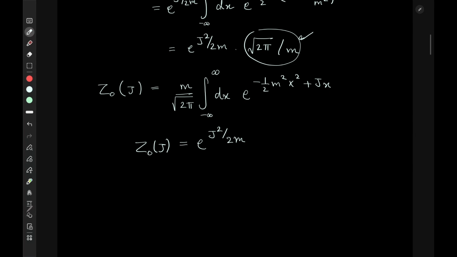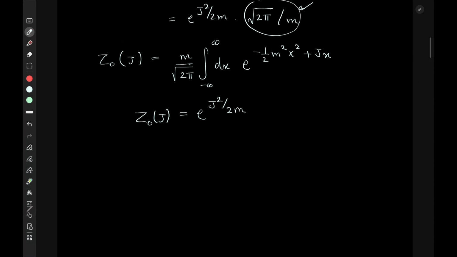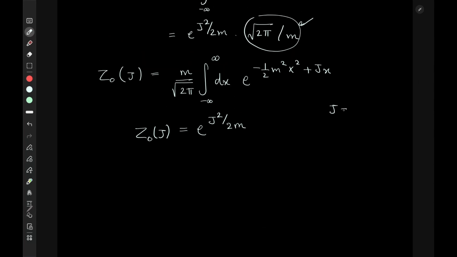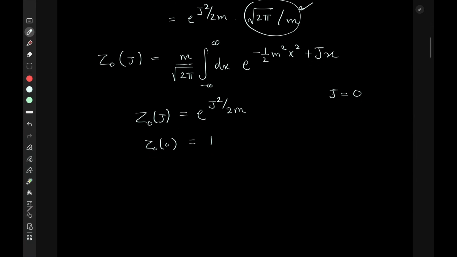As I said, this can be evaluated explicitly, and as a consistency check, we can see that when j is 0, this integral is 1, and on top, when j is 0, this is just this integral, and this integral is root 2 pi over m, which would cancel with this and will give us 1. So it checks out. Let me just put the j's back. Alright.